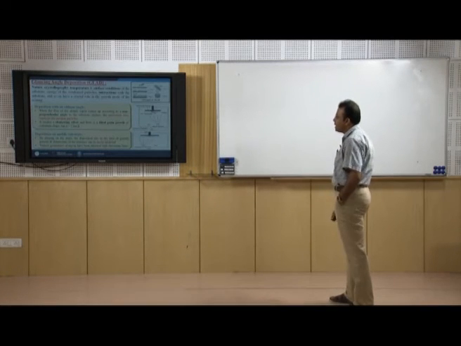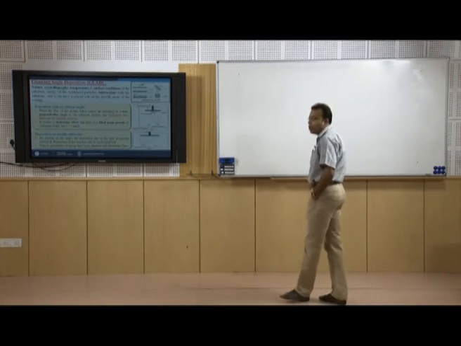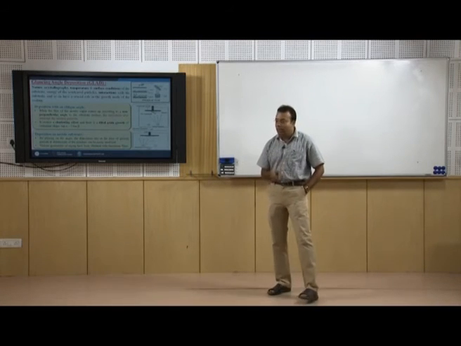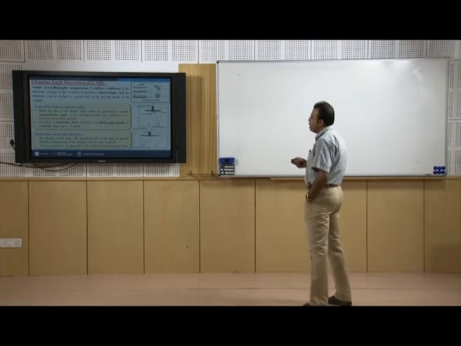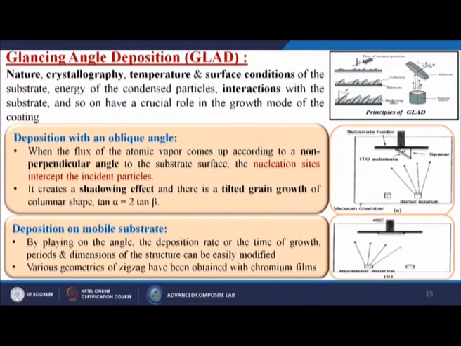Next one is called the glancing angle deposition technique, or in short form GLAD. Generally the nature, crystallography, temperature, surface conditions of the substrate, energy of the condensed particles, interactions with the substrate and so on have a crucial role in the growth mode of the coatings. We have already gone through this: what is the nature of that material, what is the crystallographic structure, what temperature we are applying, what are the surface conditions, whether it is rough, whether it is hydrophobic or hydrophilic. Depending upon that you have to choose the different techniques.